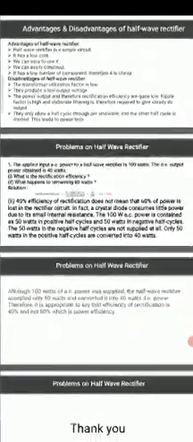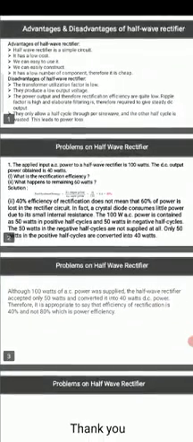The 40% efficiency of rectification does not mean that 60% of power is lost in the rectifier circuit. See here, the rectification efficiency is only 40%, but that does not mean that 60% of power is lost in the rectifier circuit.